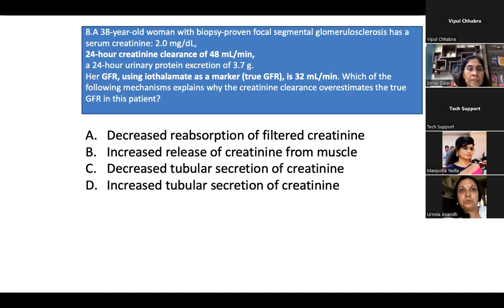Option A, decreased reabsorption of filtered creatinine. Option B, increased release of creatinine from muscle. Option C, decreased tubular secretion of creatinine. And option D, increased tubular secretion of creatinine. Your time starts now.